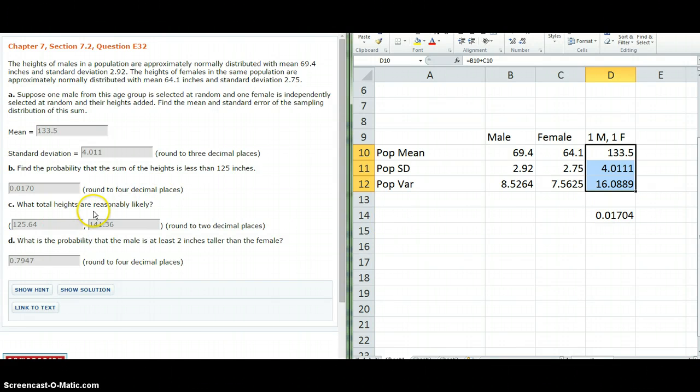Okay, what total heights are reasonably likely? Now this is kind of ambiguous. What they're really saying here is, what's the chance we'll get it within 2 standard deviations of the mean, either way. So let's first do the low end. Let's take the mean minus 2 times the standard deviation, and that's going to give us 125.47, and that's not matching up quite with what they have, and I'll show you why in just a second.